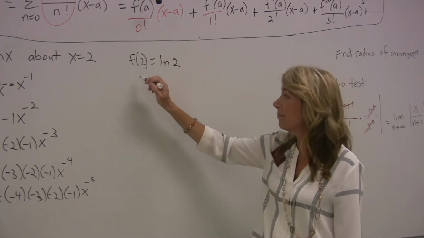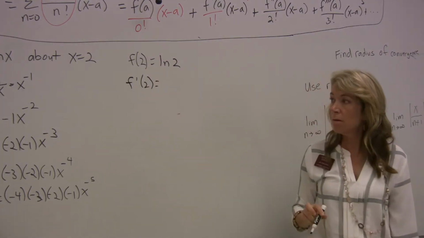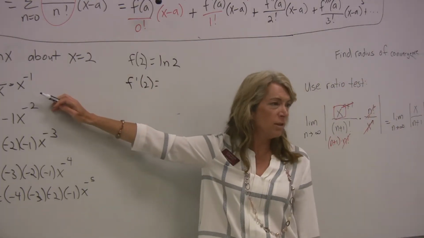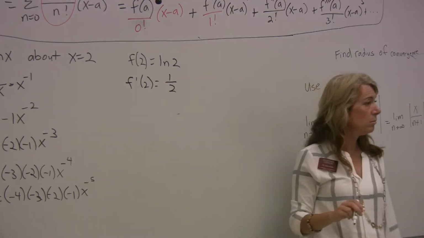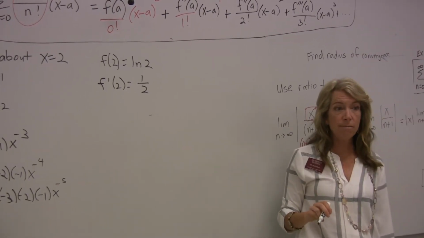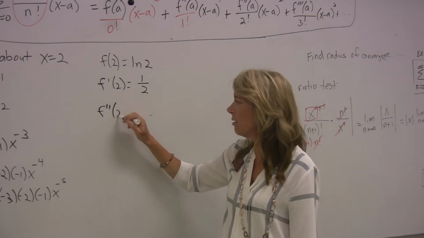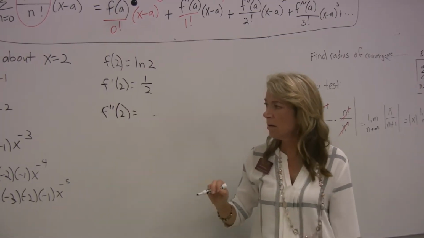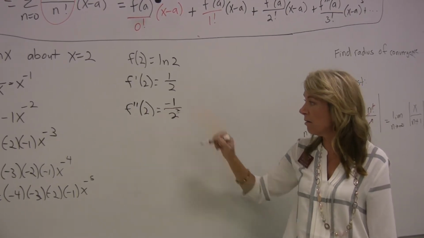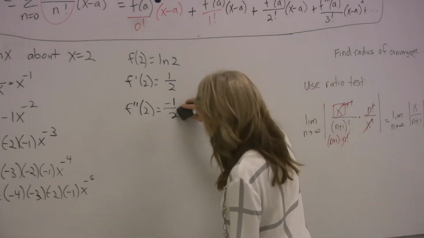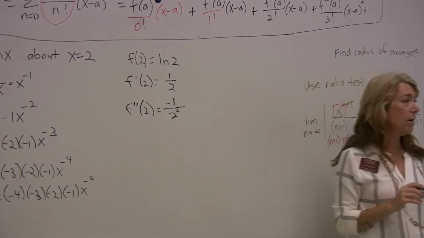Okay. What's f prime of 2? 2 to the negative 1, or 1 over 2? Plugging 2 into my derivative, right? What's the second derivative? Negative 1 over 4? I'm going to leave that as 2 squared. But you're right, it's 4. Just like I like to leave my factorials, I like to leave my exponents too, and you'll see why in a little bit.